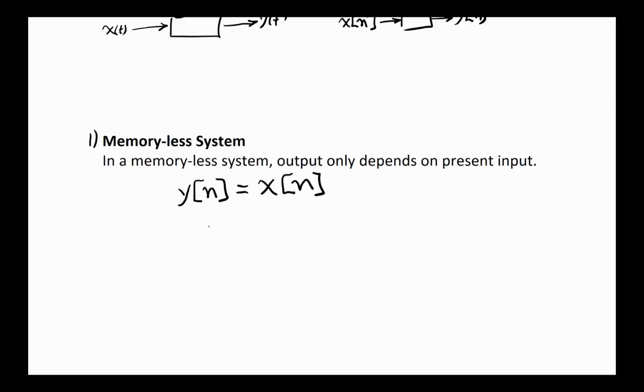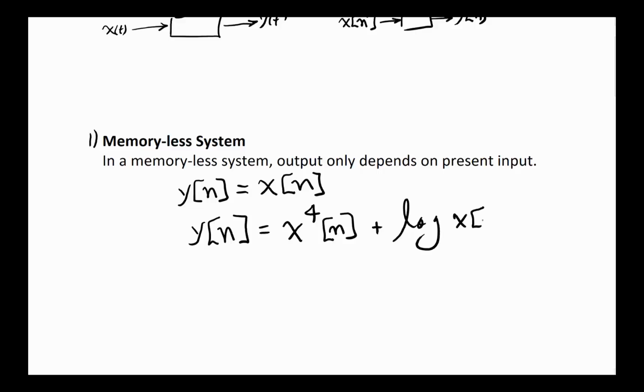So how about this one? How about if the system was y of n equal to x of n to the power of 4n plus log of x of n, or some other crazy function we can put in here? The answer is this is also a memoryless system because it does only depend on the present input. Notice the x of n, that's a present input. So let's go ahead and go to the next.